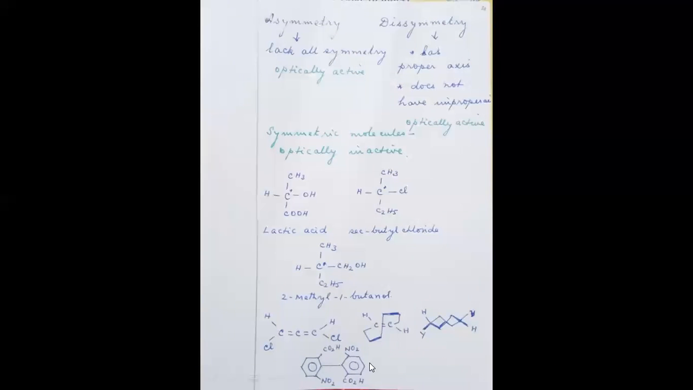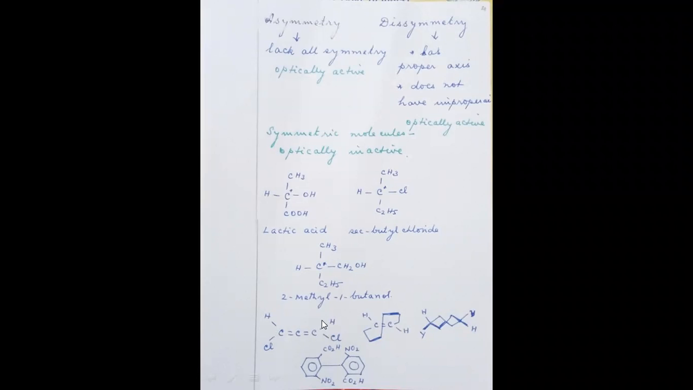Similarly, biphenyls. Two benzene rings attached by single bond, biphenyls. They can experience a free rotation. So these biphenyls, spiranes, and allenes, they are also optically active. But they are optically active because of dissymmetry. You can assume a dissymmetry in them, but they are not asymmetrical, they are dissymmetrical. So dissymmetrical substances are also optically active, but symmetric substances are optically inactive.